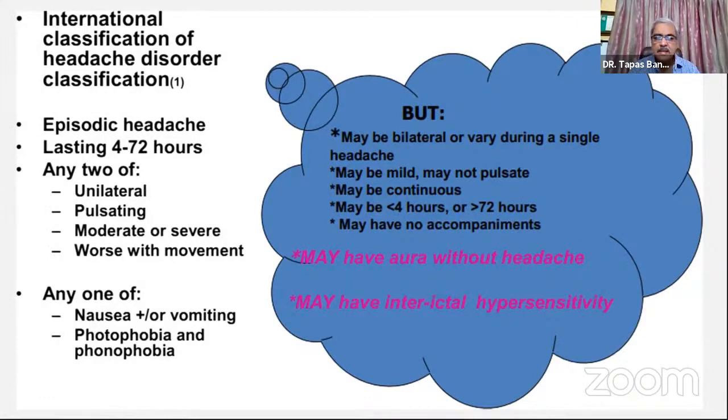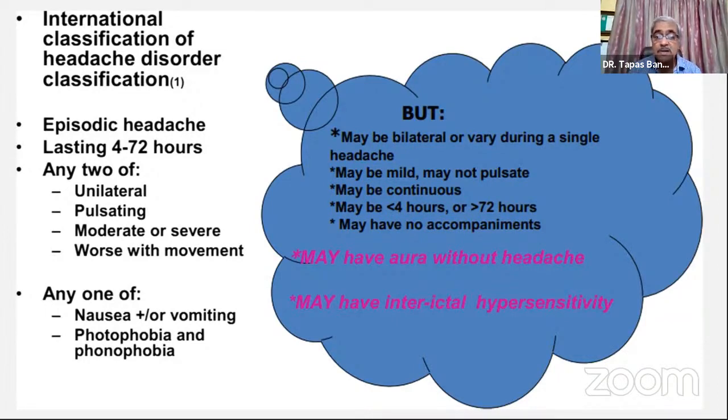Migraine headache, they say one of the criteria is that the headache is unilateral. There's a pulsating quality, it's moderate to severe. But the migraine headache may be bilateral or vary during a single headache. It may be mild and it may not be pulsatile. It may be a continuous headache, in contrast to the episodic headache, which is the classical definition of migraine.